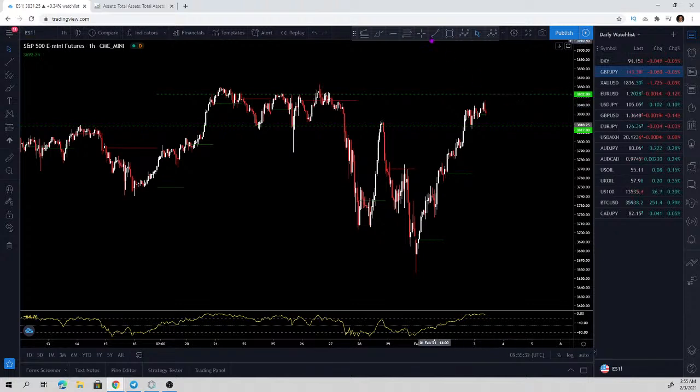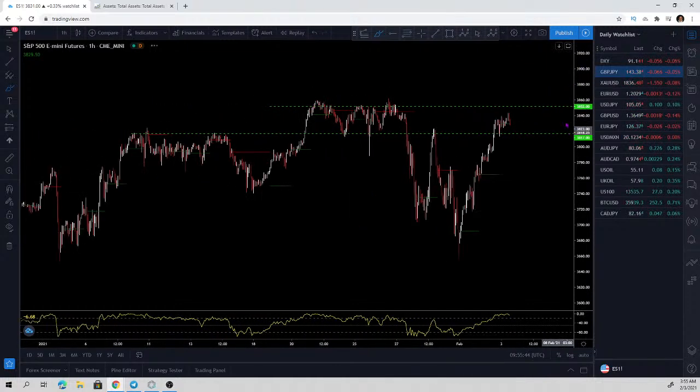Yes, to the upside, we don't have levels in play because if we break to the upside, we would be printing new all-time highs, etc. But really doesn't matter. I mean, you can always calculate targets to the upside, right?